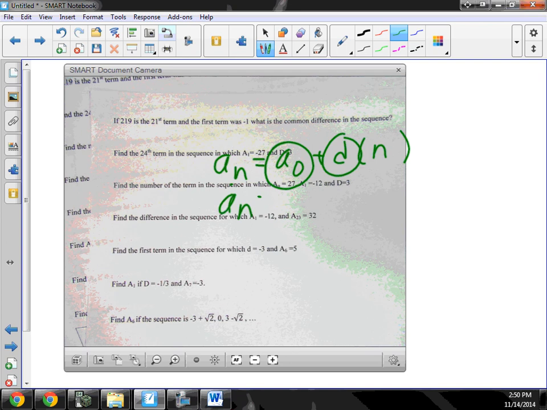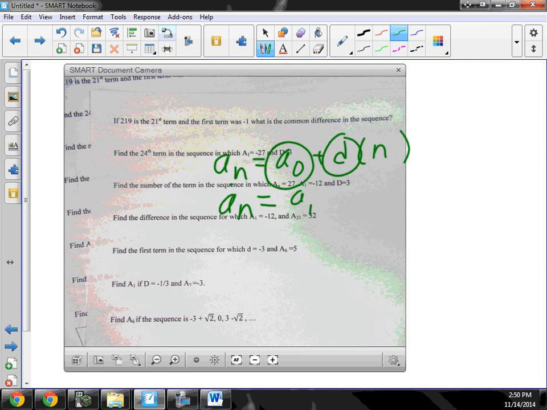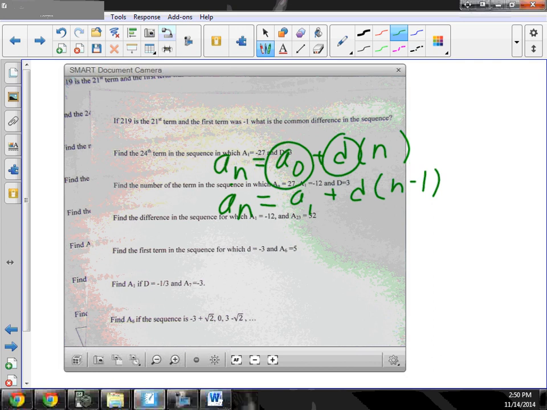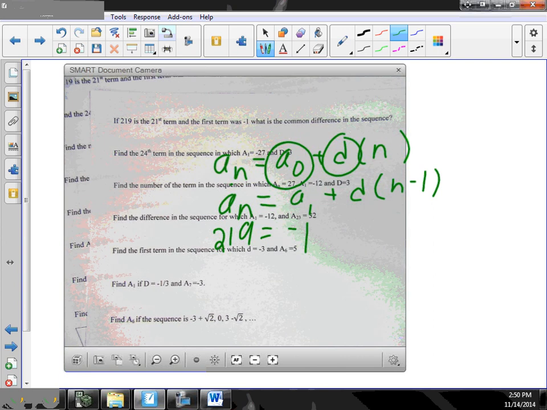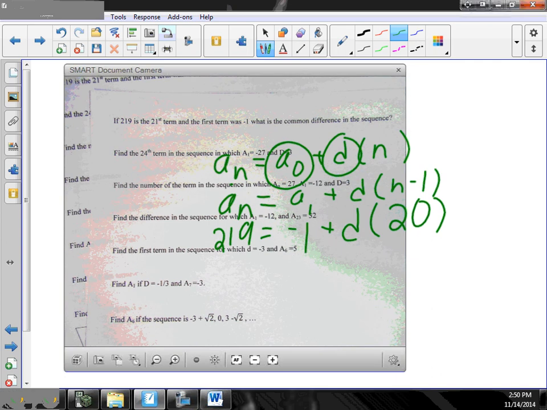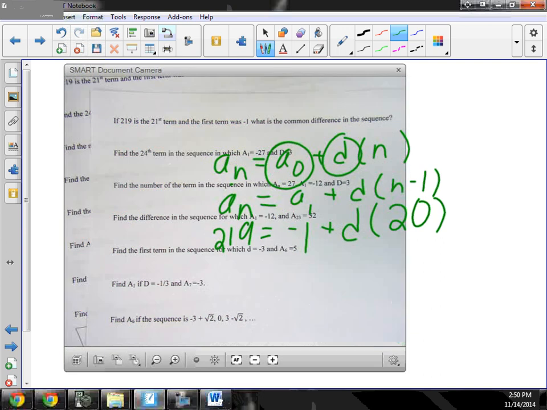But I could rewrite the formula. A sub n equals A sub 1 plus D times n minus 1. Do I know A sub n? It's 219. Do I know A sub 1? Negative 1. Do I know D? No. Do I know n minus 1? It's 20. And then I could solve. Or you could do what I assume Alexa did. How did you solve that?